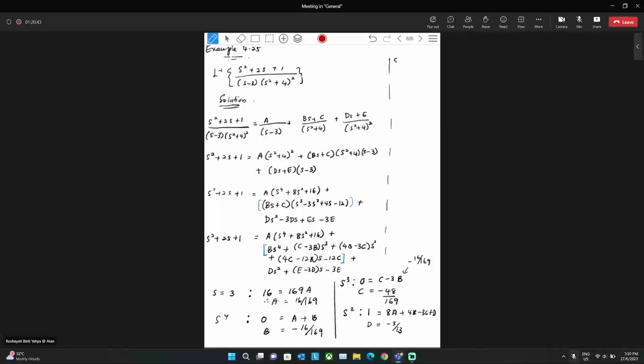S to the power of 1. So 2 equal to S. So S we have here and this part. So 4C minus 12D plus E minus 3D. So your E equal to 17 over 13. Okay.